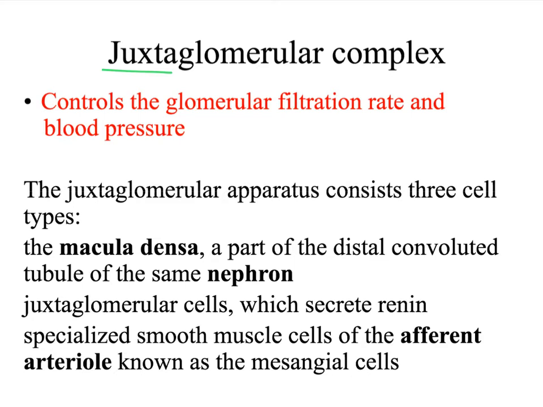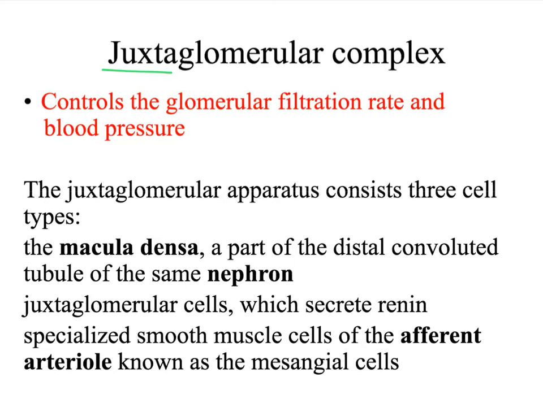Part of this JGC is the macula densa, which is actually a part of the distal convoluted tubule. Another portion of the JGA is going to be the juxtaglomerular cells, and we'll talk about those more in just a moment. And then there's also a group of cells known as the mesangial cells, and these are going to be smooth muscle cells that wrap around the afferent arteriole and control the diameter.